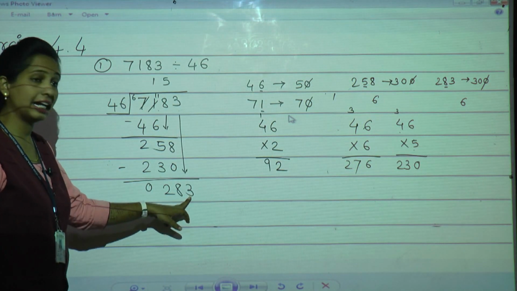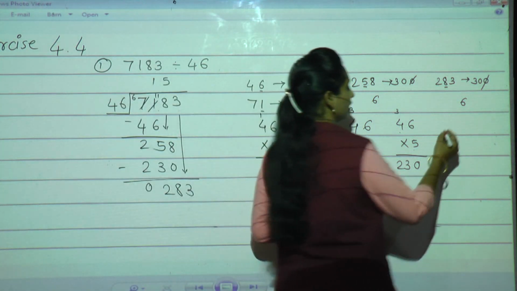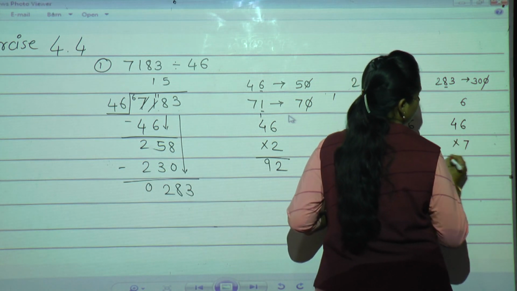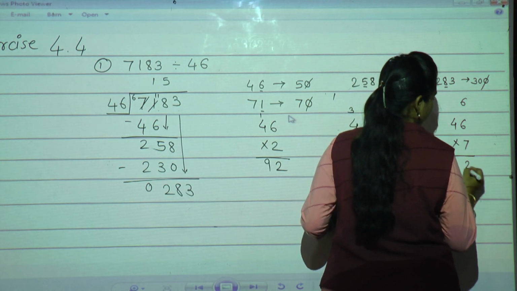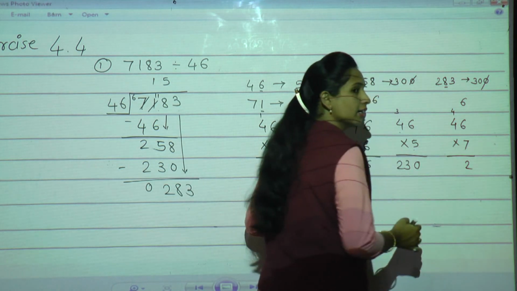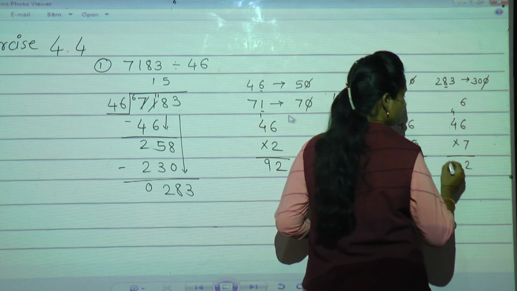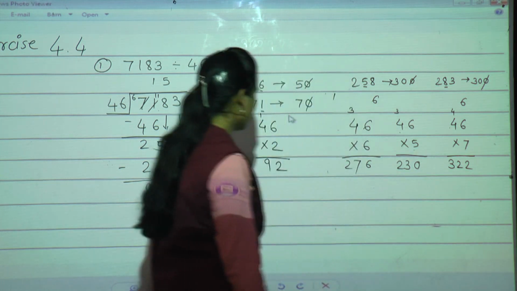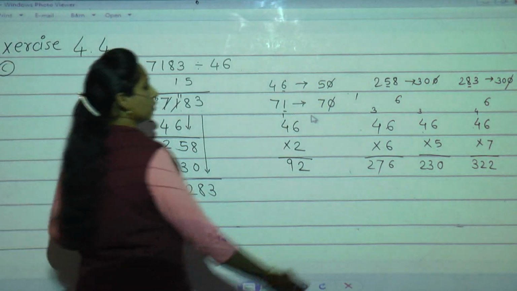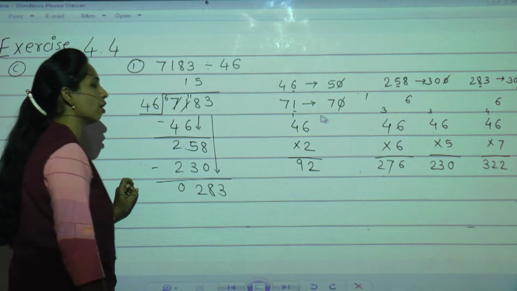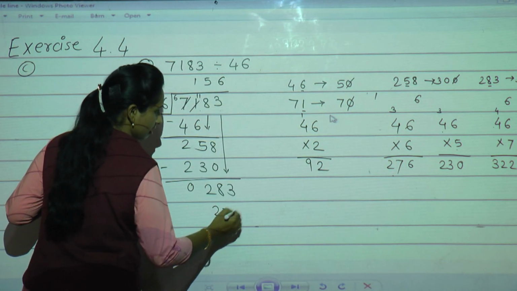See, 283 will go from 276. But what we will do, we will see with the next number for confirmation. 7 6s are 42. Okay, 7 4s are, yes, 28. 28 plus 4, 32. Now 332 will go from 283? No. So what is the correct quotient? Is 6. 46 how many times? 6 times. 6 times 46 is 276.